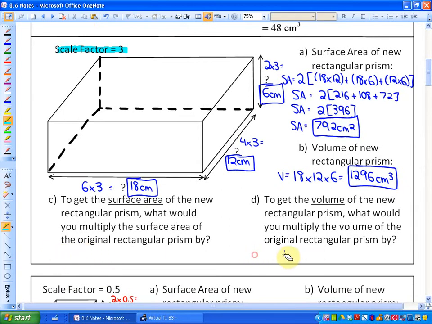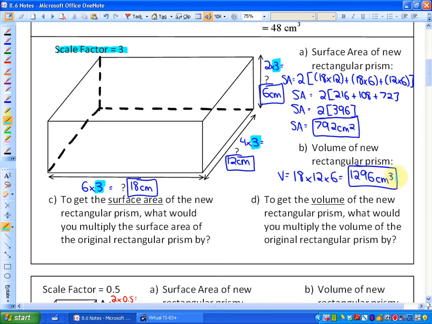Now, if we apply a scale factor of 3 to each of the measurements, we are just multiplying all of the original measurements by 3. So instead of 6 by 4 by 2, it's going to be 18 by 12 by 6. Now the surface area of this new rectangular prism is 2 times length times width plus length times height plus width times height. So 2 times 18 times 12 plus 18 times 6 plus 12 times 6, which becomes 2 times 216 plus 108 plus 72. So the final surface area of this particular shape is 792 centimeters squared. And the volume of this shape is 18 times 12 times 6, which is 1,296 centimeters cubed.